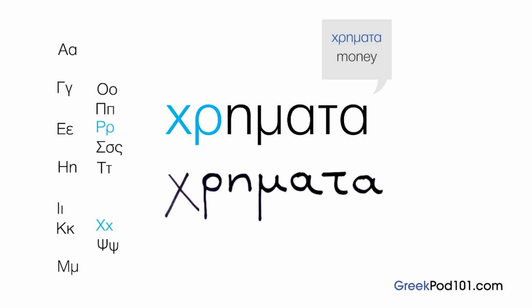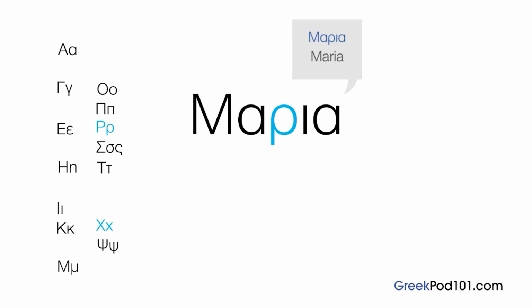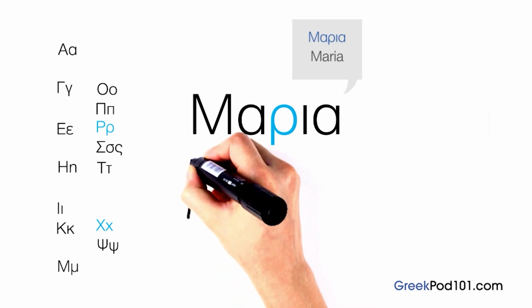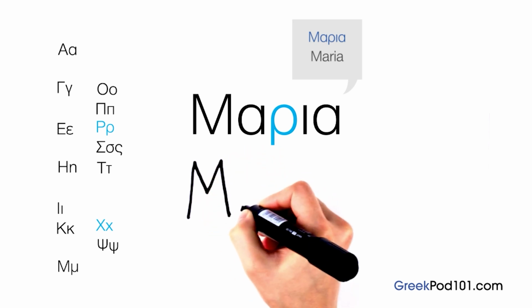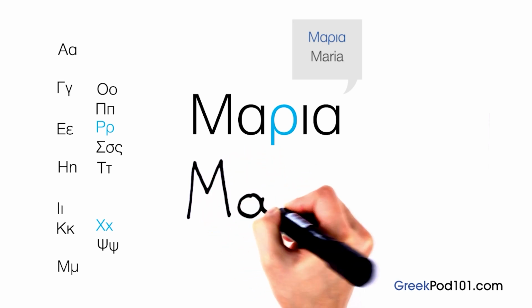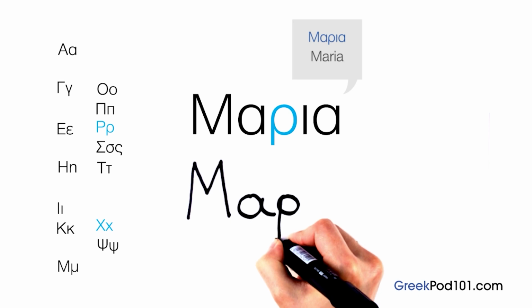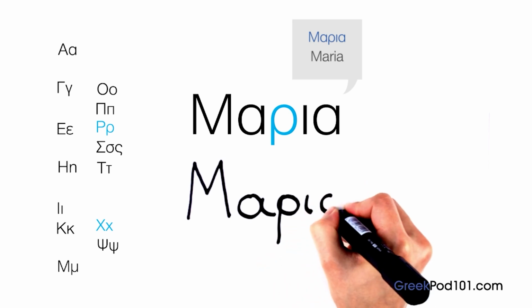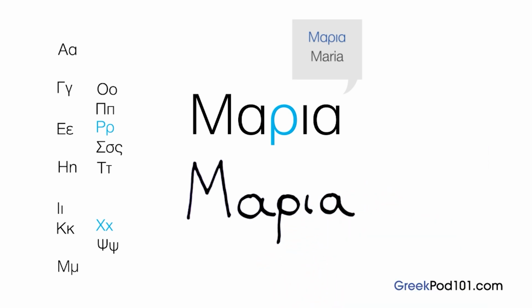Χρήματα. This was easy. Now how about the most common Greek female name? You might have heard its Italian and Spanish version, Maria, and it's exactly the same in Greek. Maria. That will be it for this lesson.